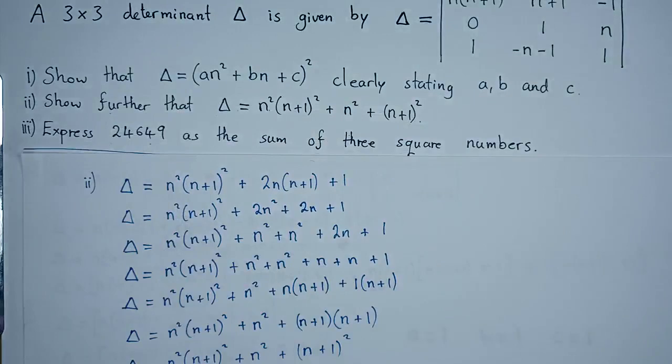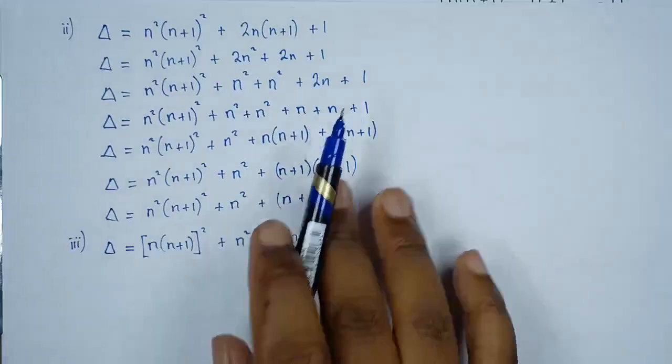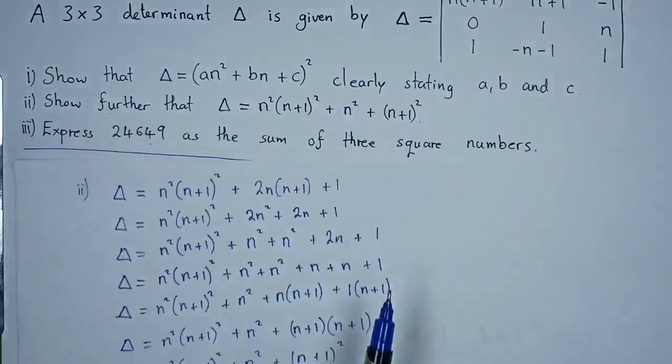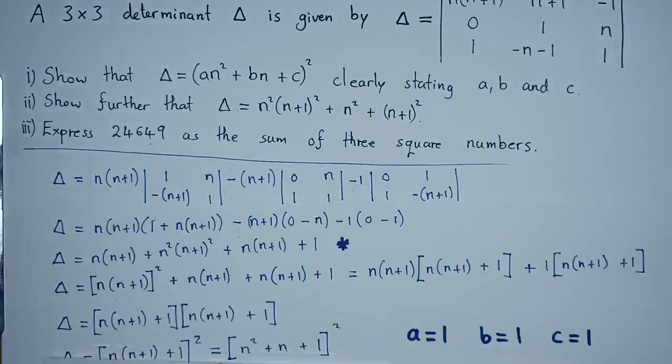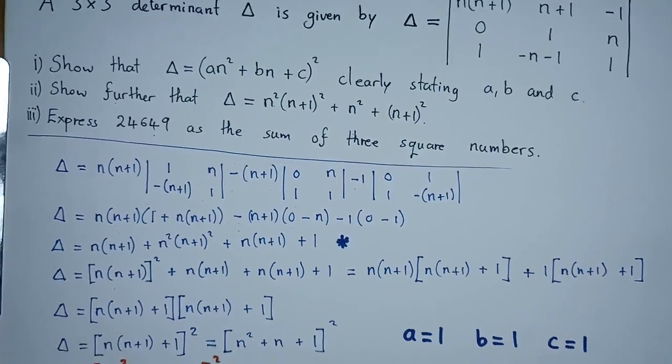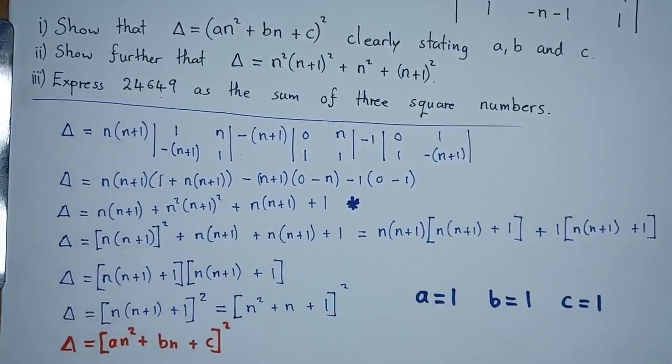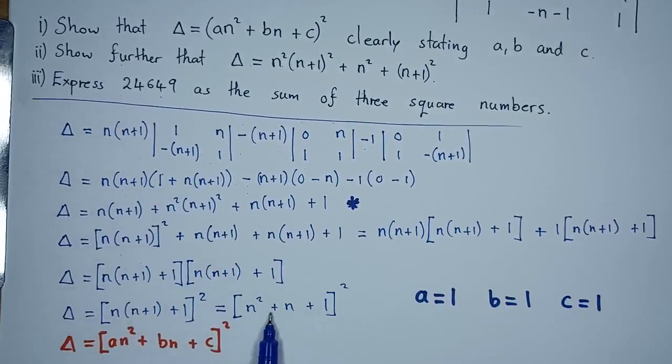This is what I want to do. We need to find the value of n. So we're going to equate this whole thing to that number, then find the value of n. But the good part is that everything that we've done so far is equal to the determinant. So we can pick up where the determinant is in its simplest form. And the simplest form is this one here.